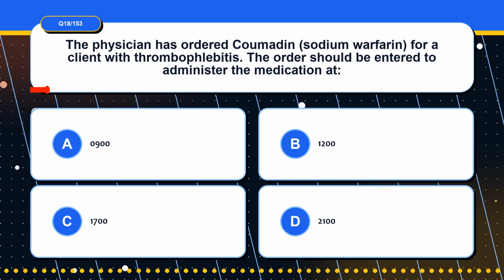Question 18. The physician has ordered Coumadin, sodium warfarin, for a client with thrombophlebitis. The order should be entered to administer the medication at. Here are the options. Option A, 0900. Option B, 1200. Option C, 1700. Option D, 2100.